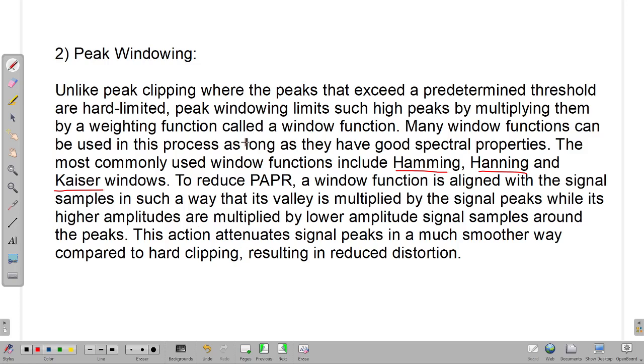In peak windowing, what happens is that the peak is reduced, but it is reduced by multiplying them by a weighting function called a window function. So this OFDM signal is multiplied by a window function. So the window may have different shapes. Different windows have different shapes, and so after multiplication, the peak value will reduce.